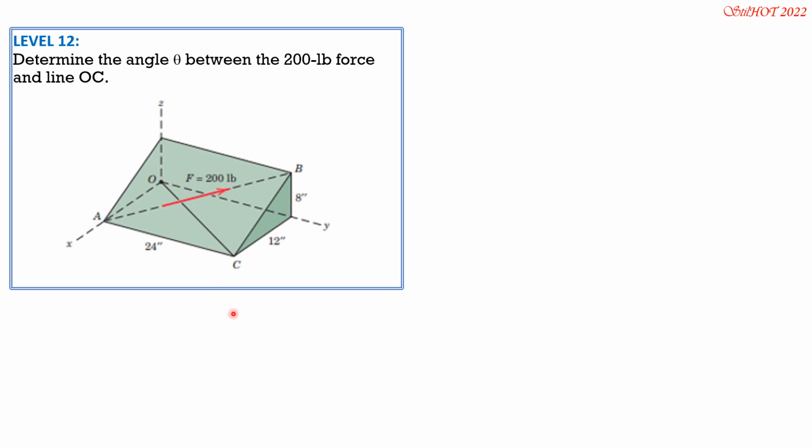So F in vector form is 200, then it is backward along X, negative 12i, forward along Y, 24j, upward along Z, 8k, then divided by distance. So cosine theta is magnitude or component of the force along OC divided by F, which is 200.